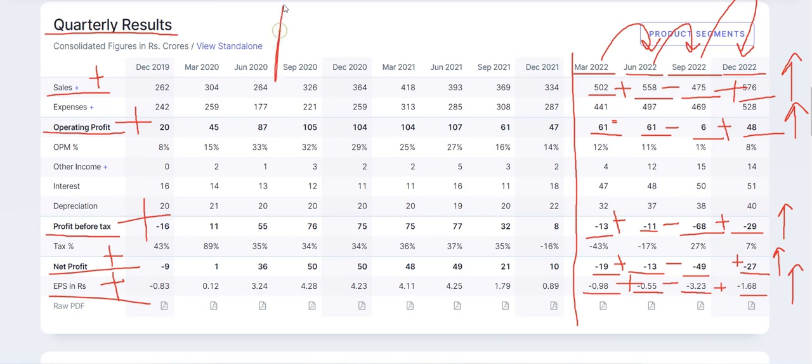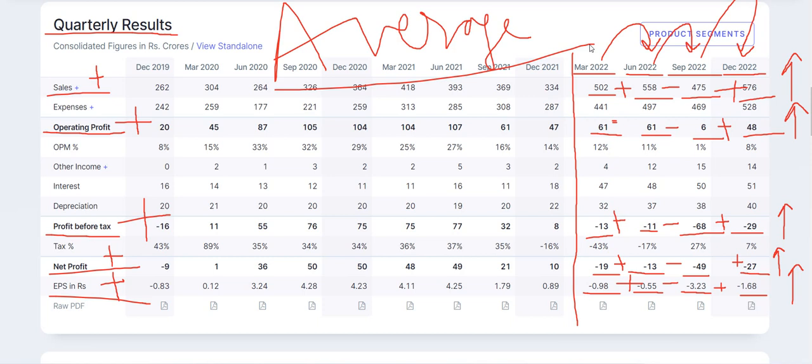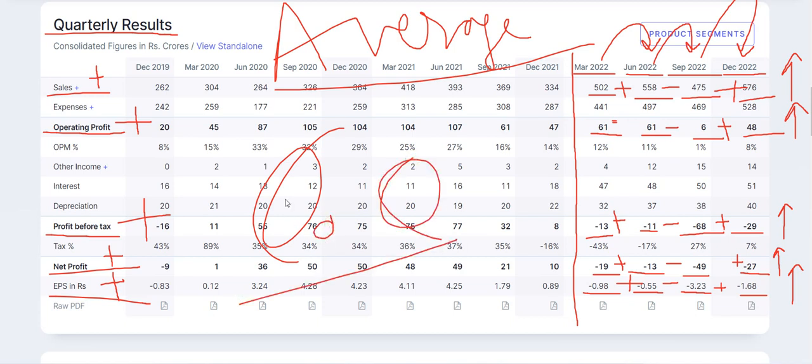So we'll consider its performance as average only. It's not showing very good performance. So we'll mark it as an average performance only. Average performance on a quarter on quarter basis. Okay, now we'll go with the annual performance of the company.